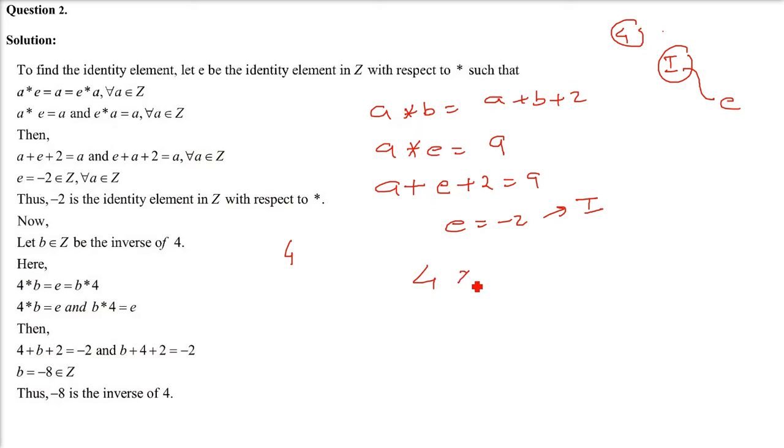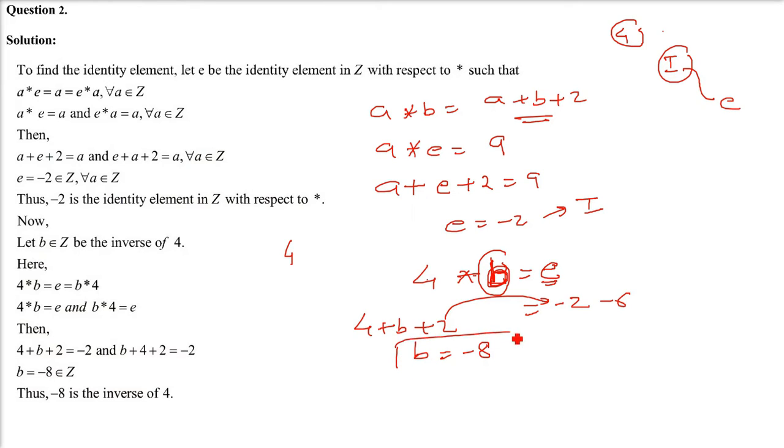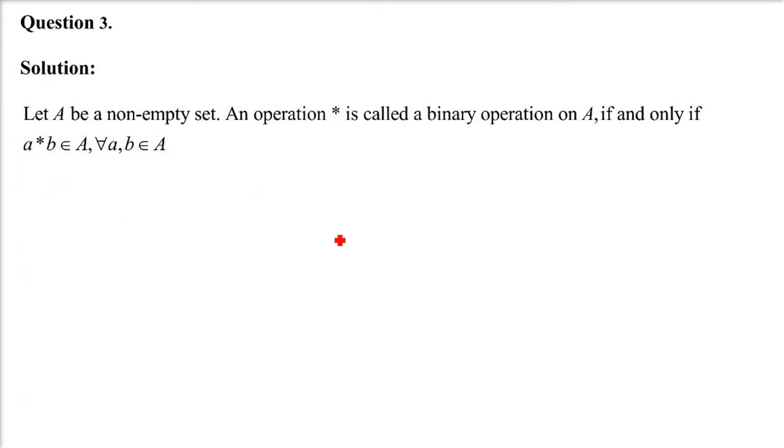Now 4 operated by something, that is the something which gives you the identity element. So this something is your inverse. So 4 operated by say B should give you E. Identity element we already found out, negative 2. Okay, so 4 plus B plus 2 equals negative 2, because A star B is A plus B plus 2. So in place of A I am taking 4, in place of B I am taking B. So if you solve this, you are going to get B as minus 2 minus 6. It will be negative 8. So negative 8 is the inverse of 4 with respect to this question.